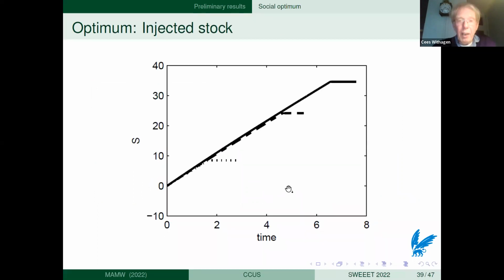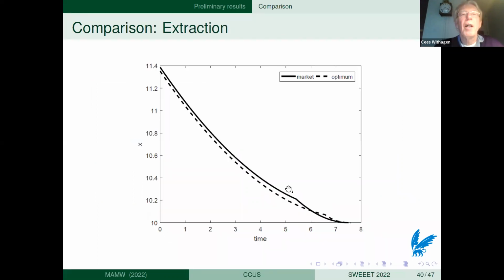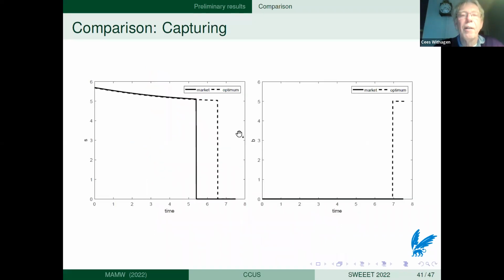Maybe given the time, I have some pictures to compare the outcomes. So you see that in some circumstances, the market and the optimum do not need to differ very much. So these graphs are relatively close, but I should say this is just an example. It is not really calibrated, so we still have to calibrate the model to real world data.